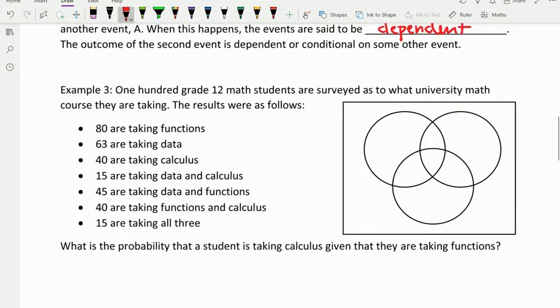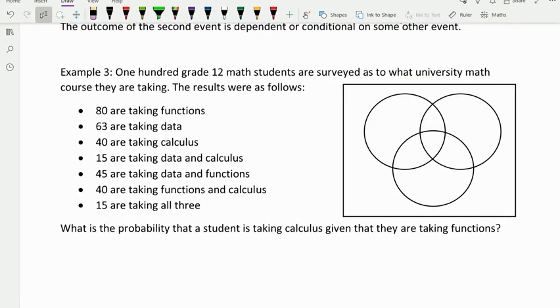So another one of these where we have a whole bunch of information, have the Venn diagram drawn out for you a little bit. So I'm just going to put on here, we have course functions, we have data, and then we have calculus. Put that at the bottom. So take a minute to think through how you would fill it out.